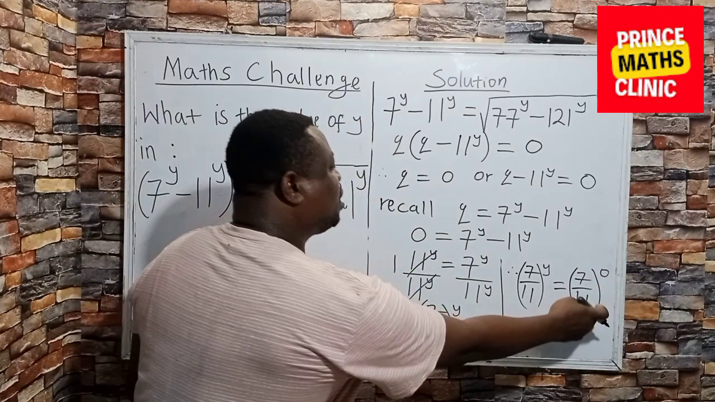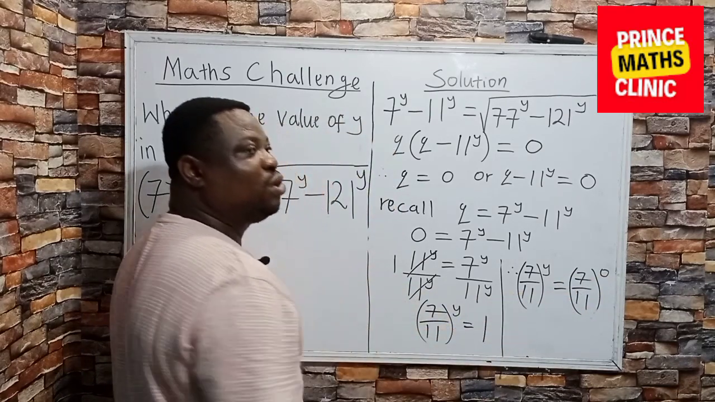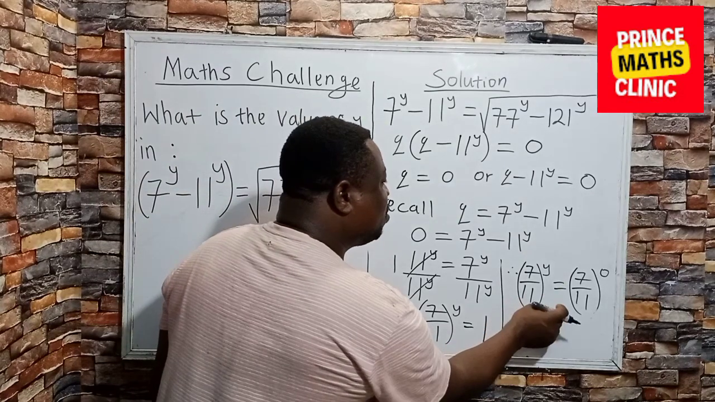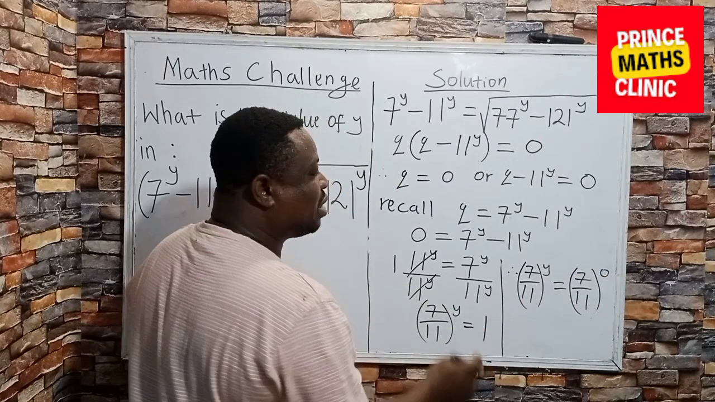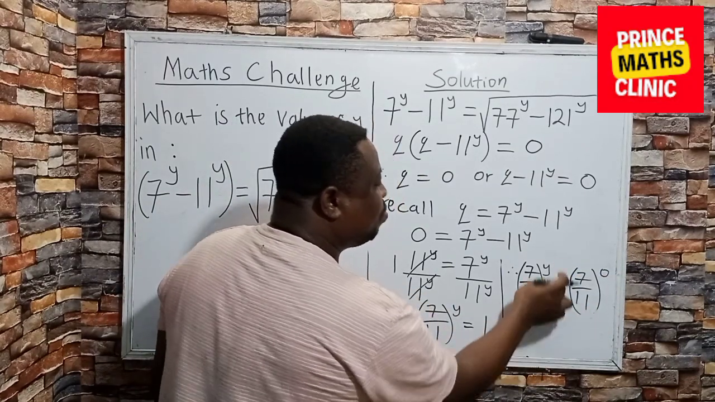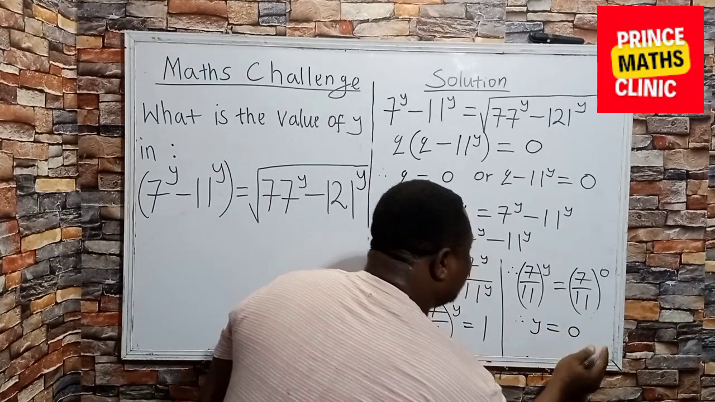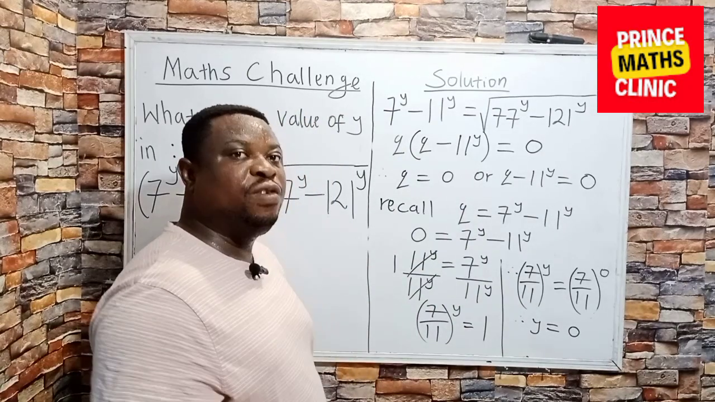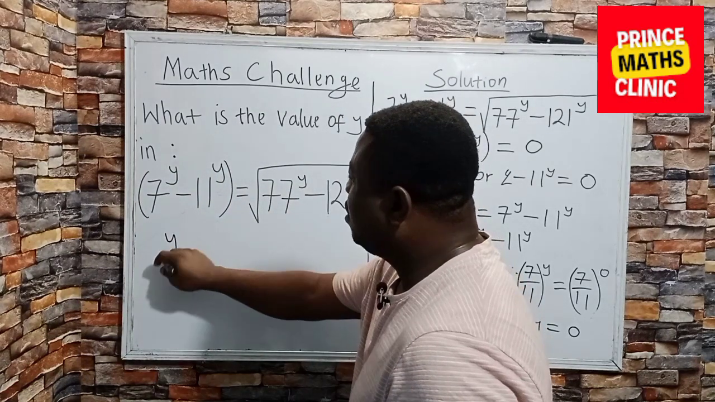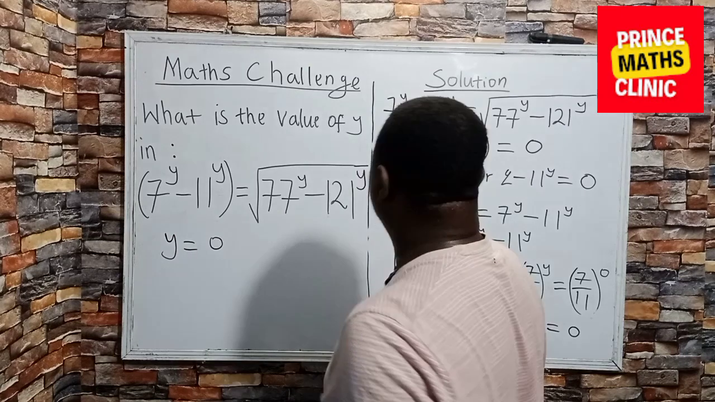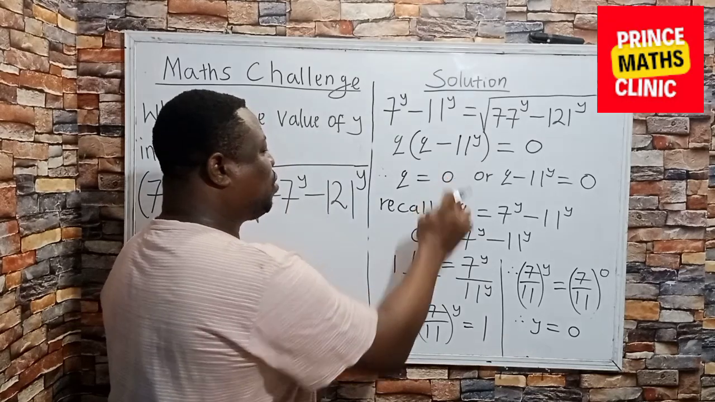It is only in this circumstance that this can be equal to 1, because the base here is 7 over 11. Therefore, since the bases are the same, the powers are equal. So I can say, therefore, my y equals 0. So it means that one of the values for y is 0. So I can state it here that y equals 0. So that is for case 1, where q is equal to 0.